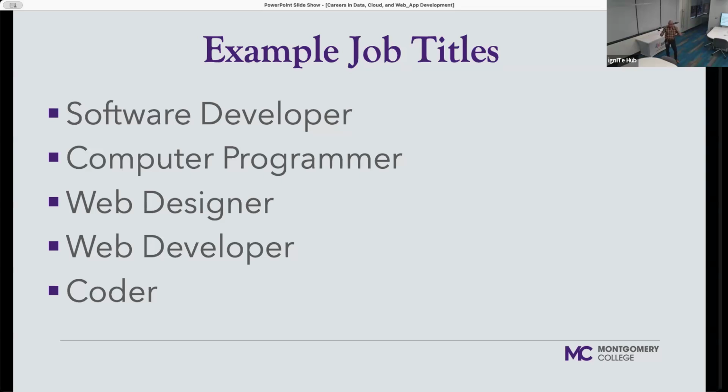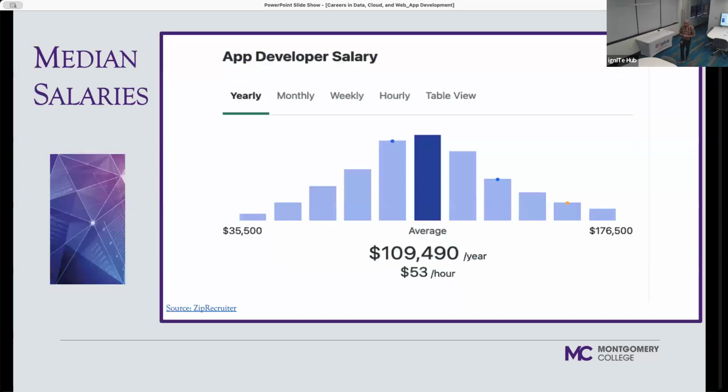A coder, again, could be somebody that just does the code. They're told, okay, write me specific code for this. These are the people that build the Lego pieces, okay? The developer is the one that thinks about the whole picture and how that's going to look. Computer programmer and coder are kind of the same thing. But those are some of the jobs. Let's go to the next slide.